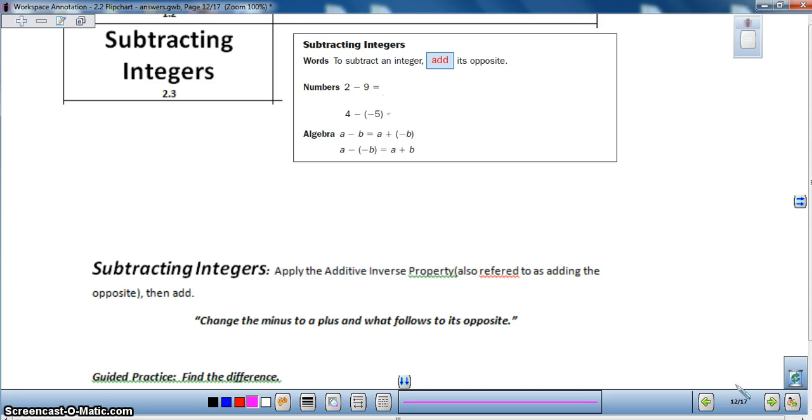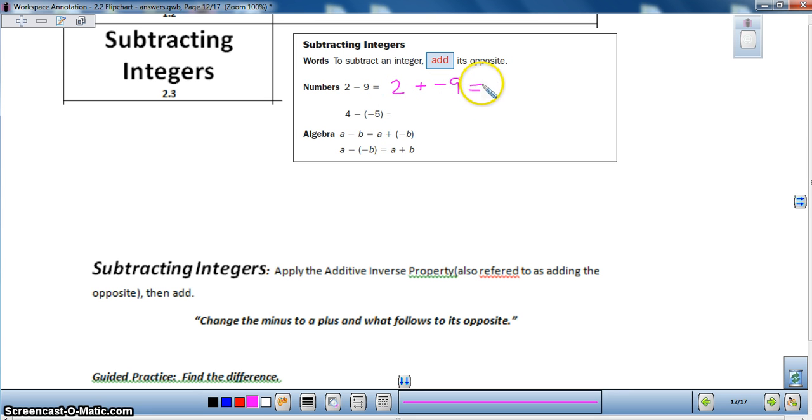In the next page of your notes, as you look at the top of page number 5, you're going to see subtracting integers. This is also back on the first page, subtracting integers. As you look at subtracting integers, what it means to subtract is to add the opposite. So anytime you're asked to subtract integers, you're really going to be adding the opposite. So here's how you want to think of it. 2 minus 9. 2 plus a negative 9. The signs are opposite.